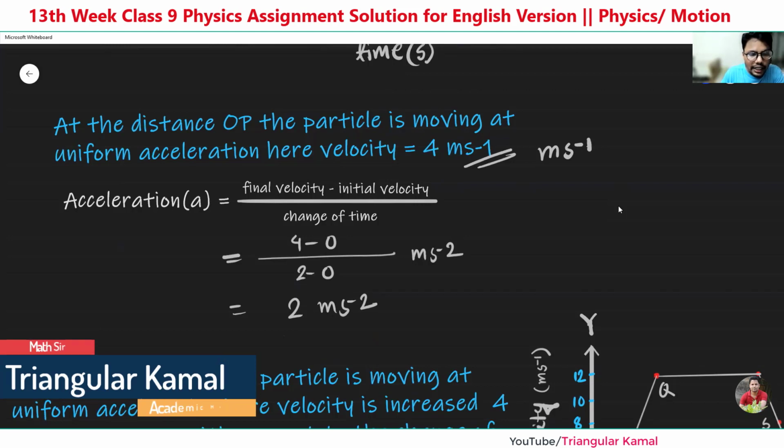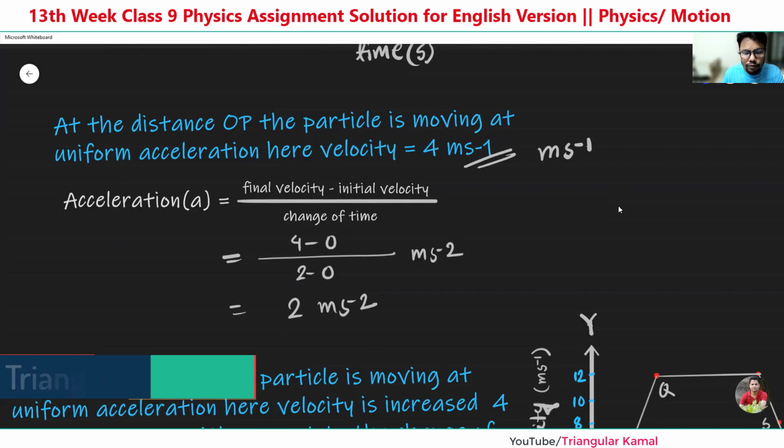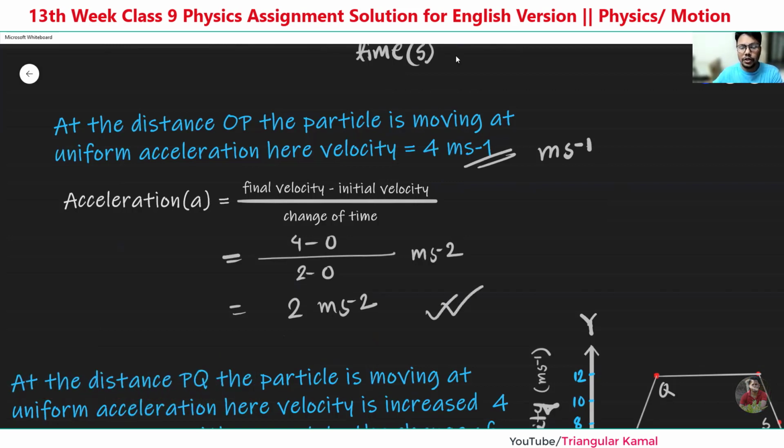So now acceleration O to P will be final velocity minus initial velocity, 4 divided by 2, the change of velocity over the change of time. That means at OP.